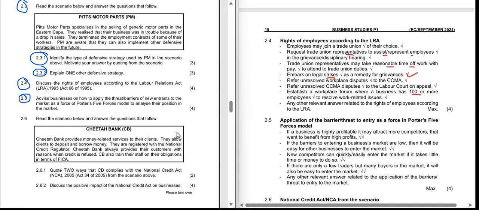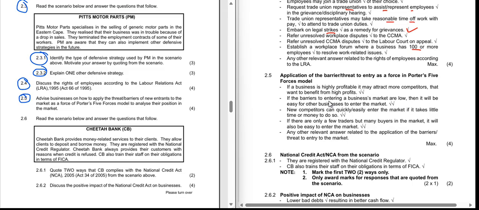Advise businesses on how to apply the threat or barriers of new entrants to the market as a force of Porter's 5 forces model to analyze their position in the market. Okay, so how do you apply a threat of new entrants to the market as a force of Porter's 5 forces? Okay, so to analyze that, you need to look at your business, right? To see whether there's a high threat of new entrants.